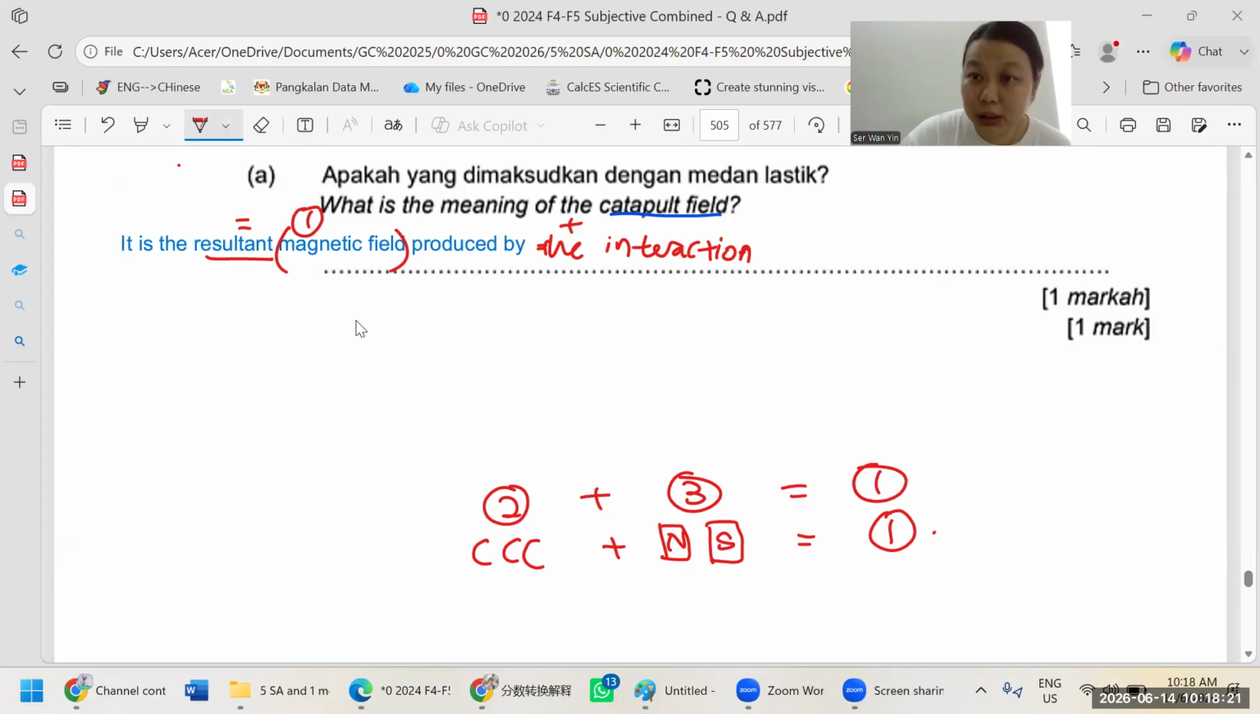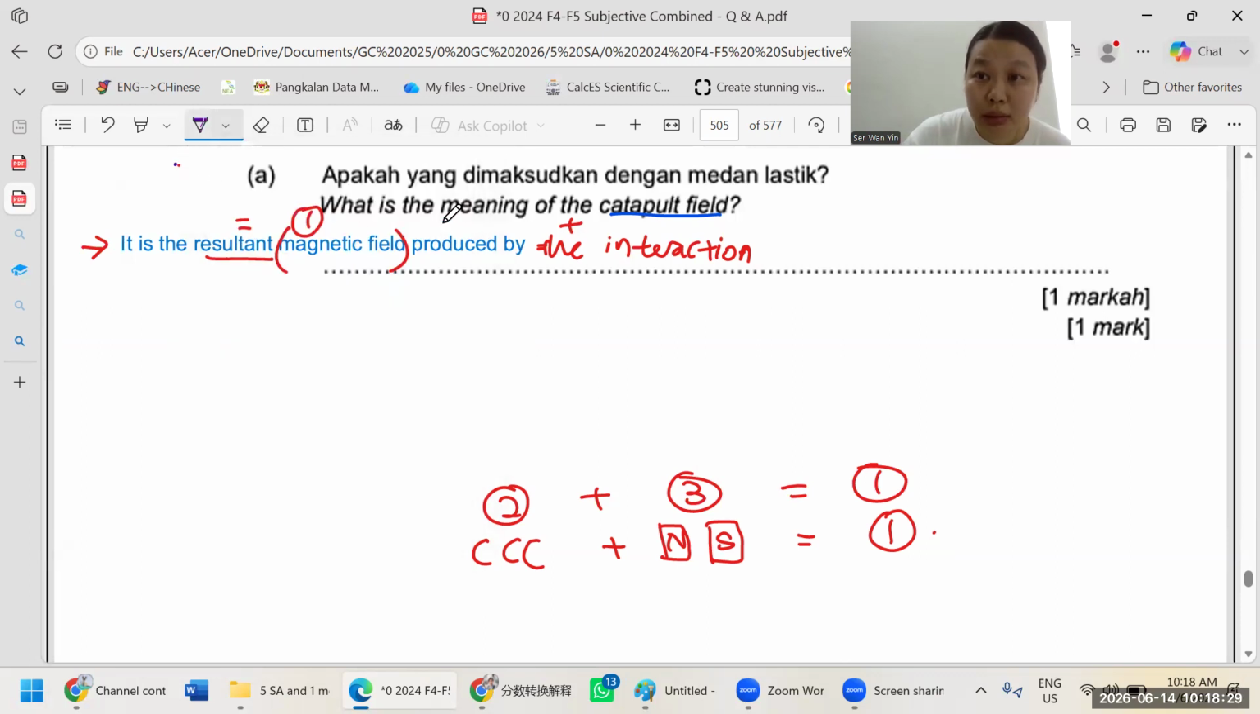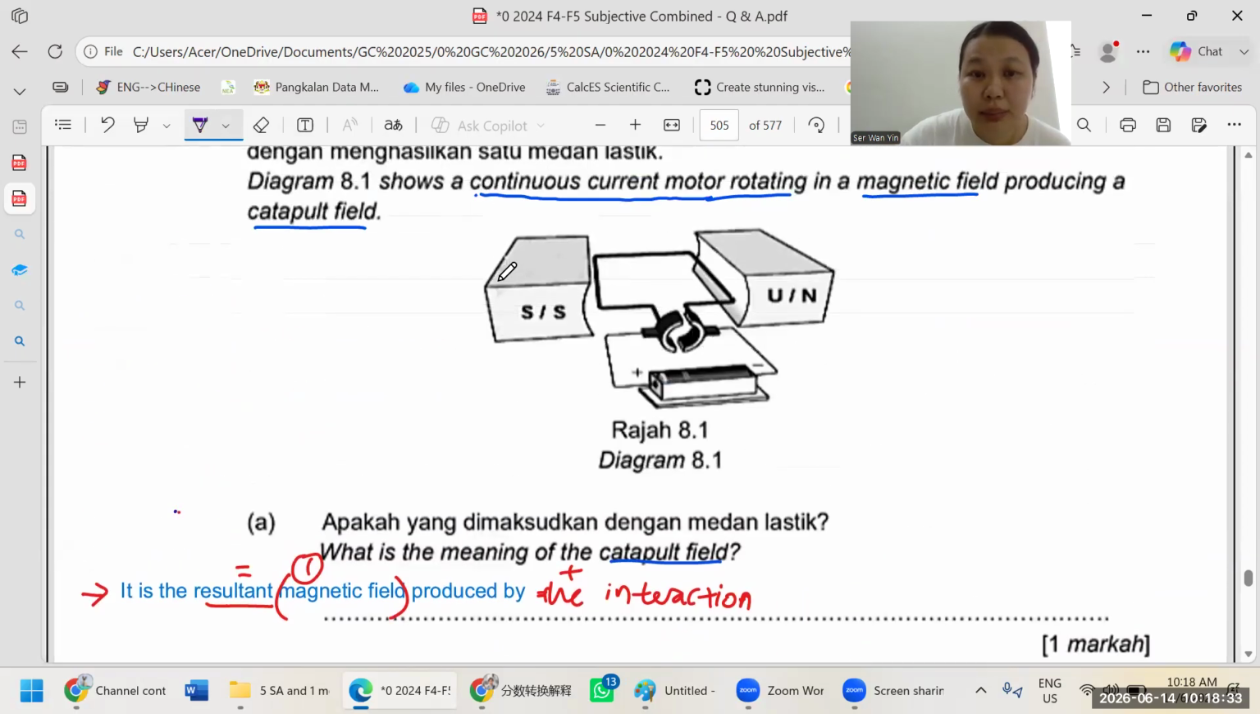Yeah, congratulations, Chris. You're all right in your book. I consider you all really know already, huh? Permanent magnet, CCC.